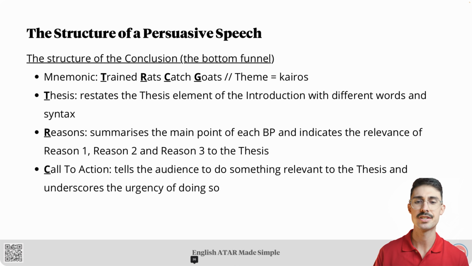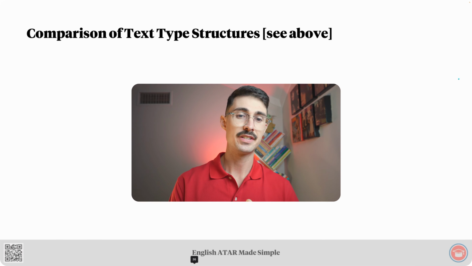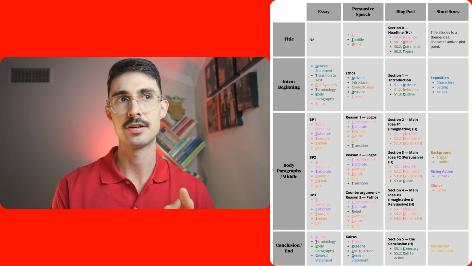This tells the audience to do something that's relevant to your thesis, and it underscores how urgently important it is for the audience to do so. Last element is the general statement. This one exaggerates the significance of the topic and your overarching argument in relation to it. After that, we did a comparison of text type structures. That is in the PDF study notes. Go check it out for a closer look.